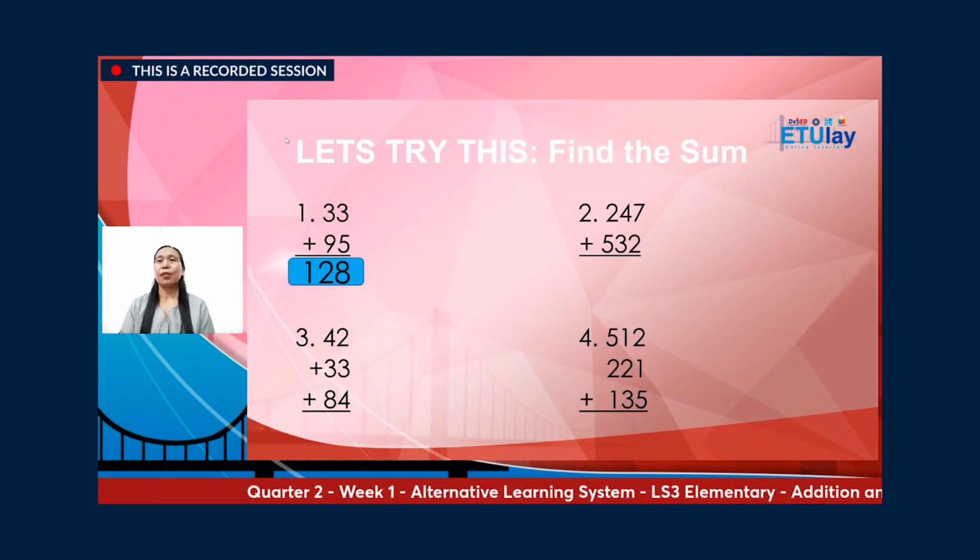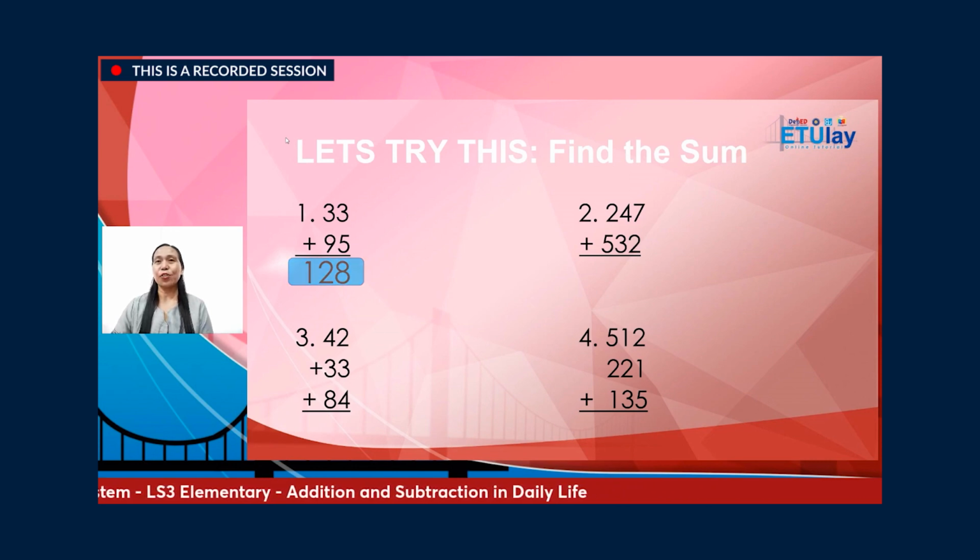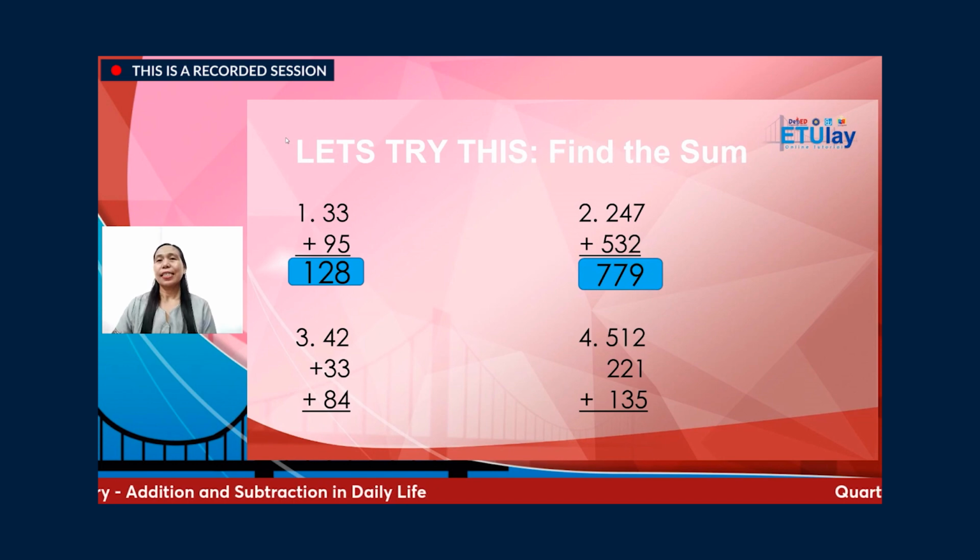Let's try this. Find the sum of the given numbers. Number 1, we have 33 plus 95 equals 128. The first one is done for you. This time, it's your time to find the answer to number 2. 247 plus 532. Correct, learner? The answer is 779.